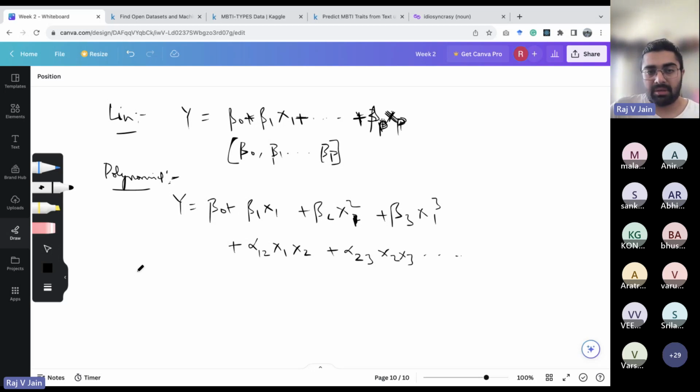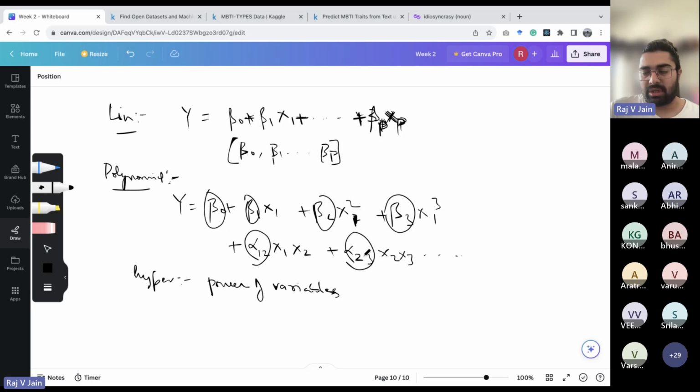All of those are hyperparameters. So here the hyperparameters are basically the power of these variables that you want to explore. Max power, that is the order of the polynomial, is a hyperparameter. Parameters are beta naught, beta 1, beta 2, beta 3, alpha 1, alpha 2, alpha 3. All these are parameters.